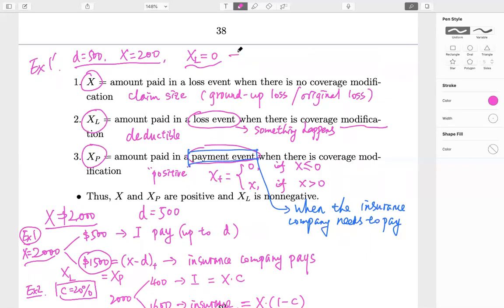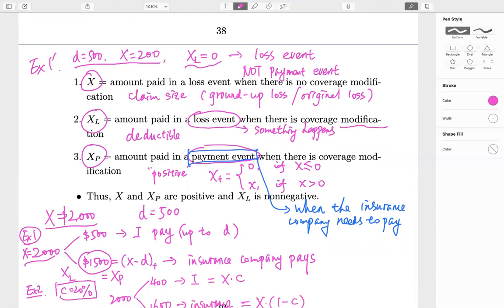So this is a loss event because something already happened, right? That's why I had to pay $200 to get my car back to its original shape. But this is not a payment event, because I pay the entire $200. The insurance company doesn't need to be involved, right? I will not call my insurance company because I already know the amount is $200 and I have a 500 deductible. Even if I call them, they will simply ignore me.